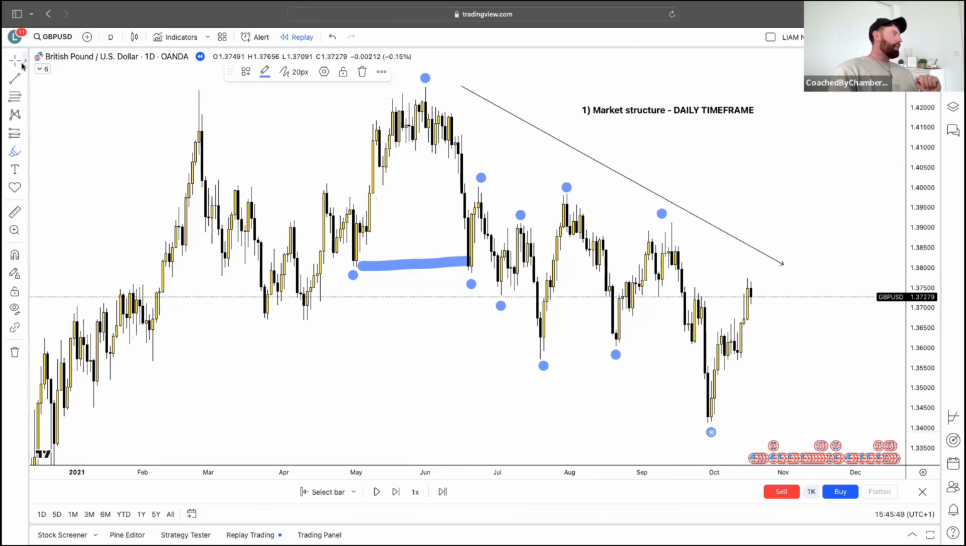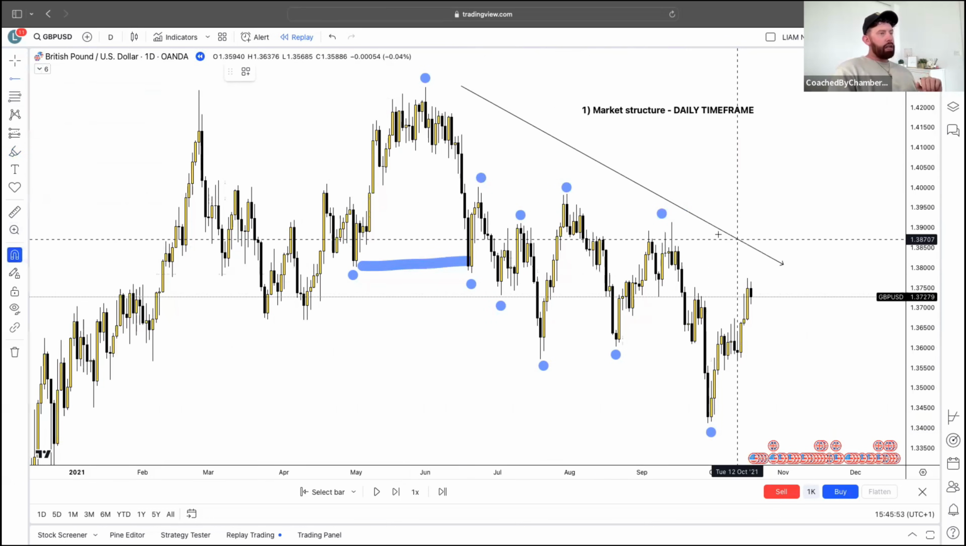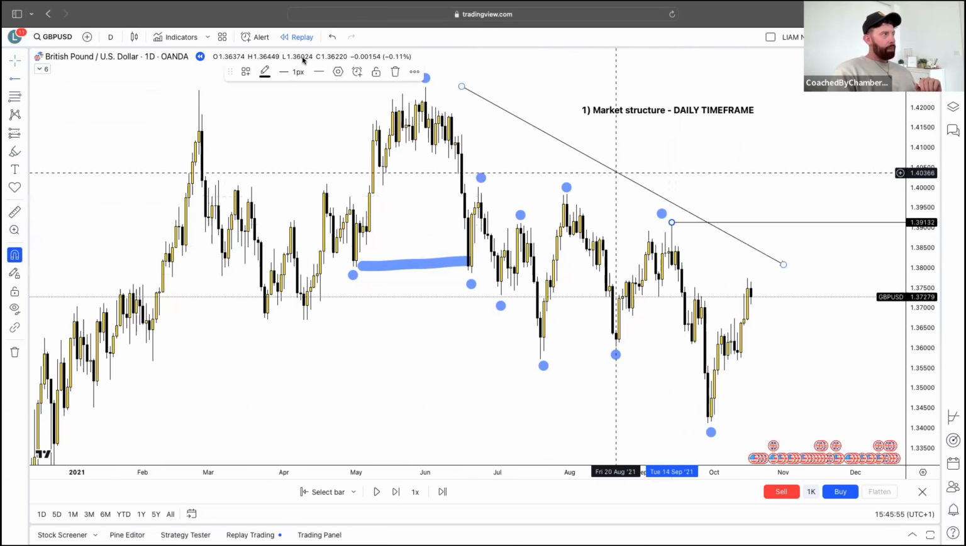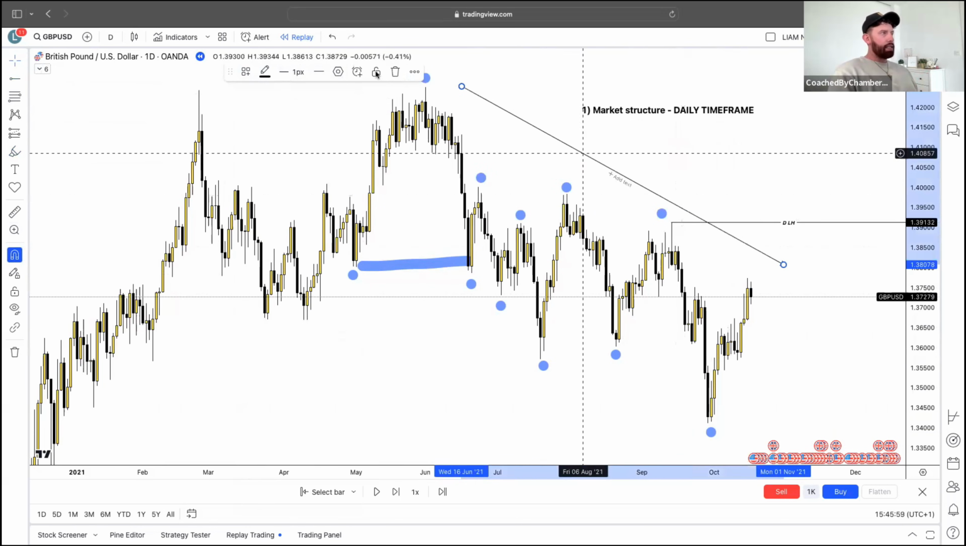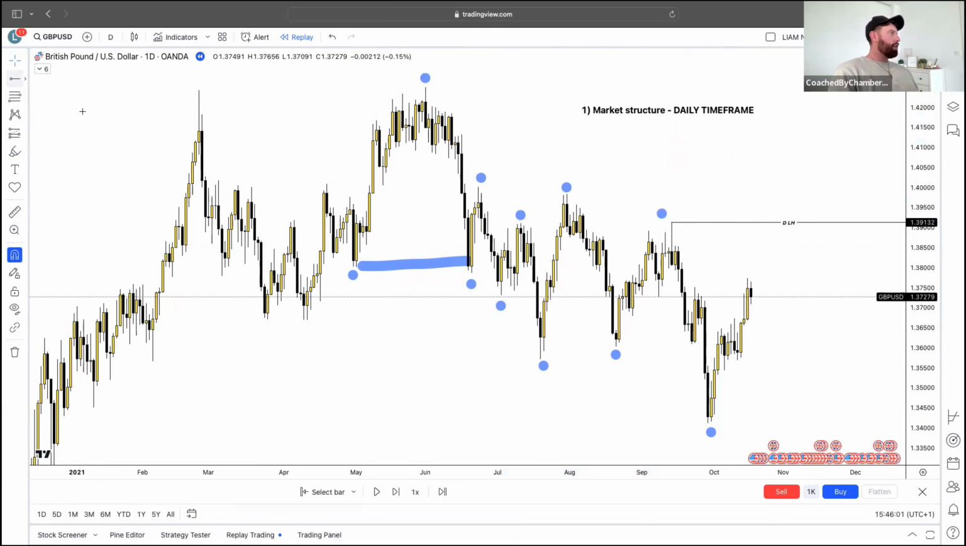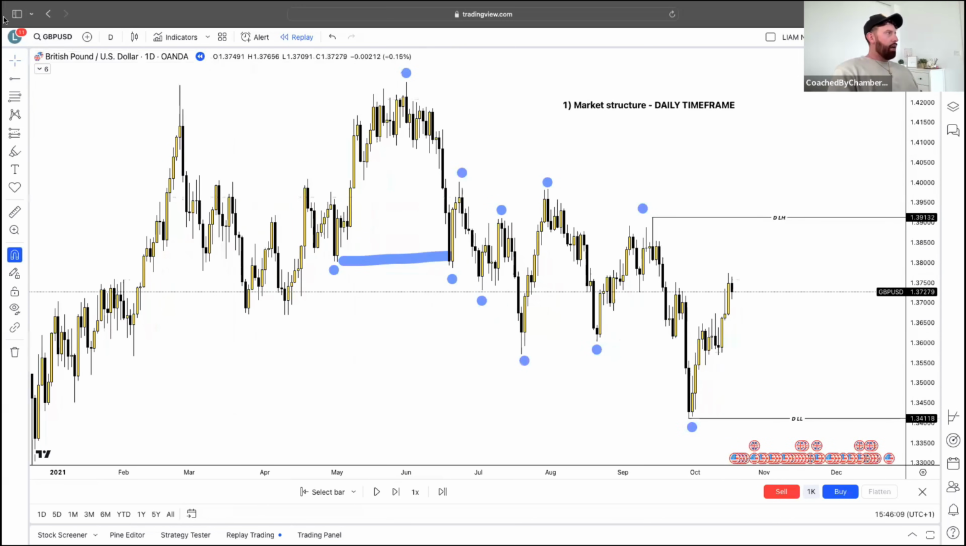Looking at where the markets are at, you'll notice that my recent daily lower high is here. I'm going to mark this out. So my recent daily lower high is here, and then my most recent daily lower low is here as well. So we've identified what trend we are in via the daily time frame.